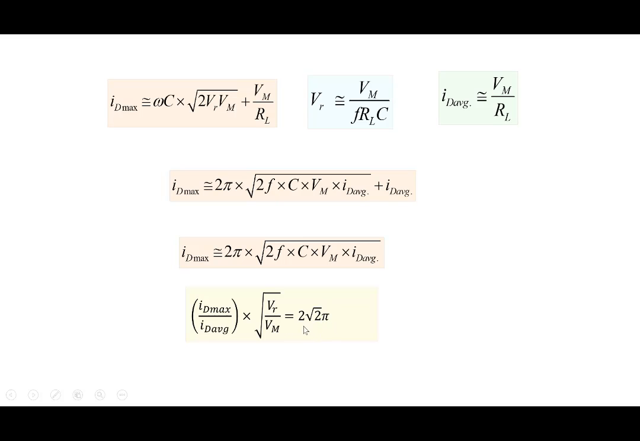Now what this equation shows is the right hand side is a constant, and therefore what it is saying is that if you try to reduce the percentage ripple VR by Vm, then the first term will increase, which means that the peak diode current will increase. So you'll have to choose a diode which can handle that large value of peak diode current here.